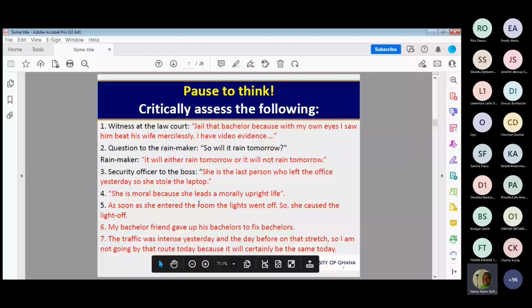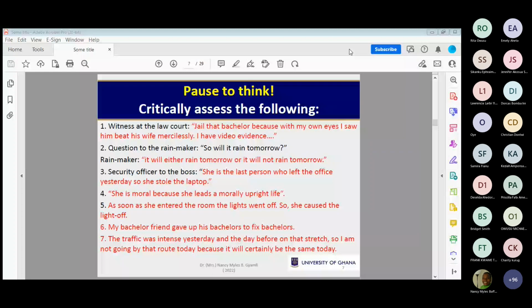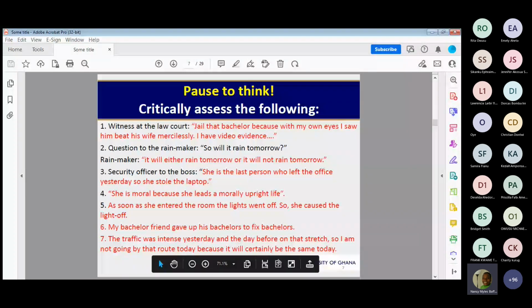And then you see the example 3 on your screen, security officer to the boss. She's the last person who left the office yesterday. So she stole the laptop. This is the security officer telling the boss that I think your secretary is the one who stole the laptop. Why? His answer is, oh, because she was the last person who left the room yesterday. Now, is this a logical truth? We don't think so. There is nothing in the language of it that necessarily means because the secretary left last, therefore she stole the laptop. It could have been the security officer himself.